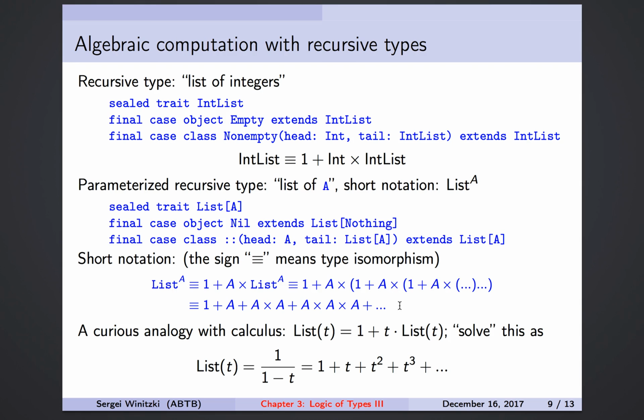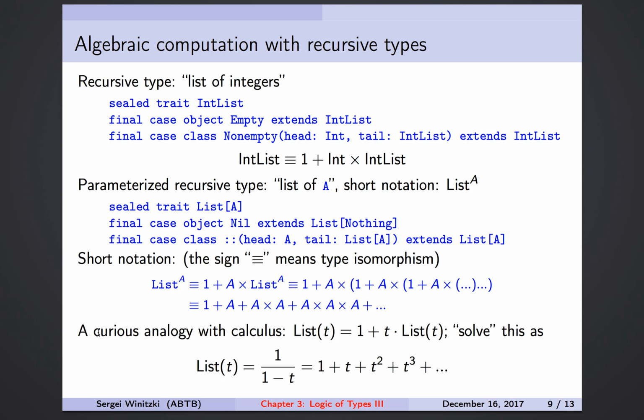So the last term would be A times A times A times list A. And that would be well defined then. It will be a well-defined equivalence of types. But this is very suggestive. This is basically showing you that this recursive definition gives you an infinite disjunction. It gives you a possibility of having a list of any length. Very visually clear what this type is doing.